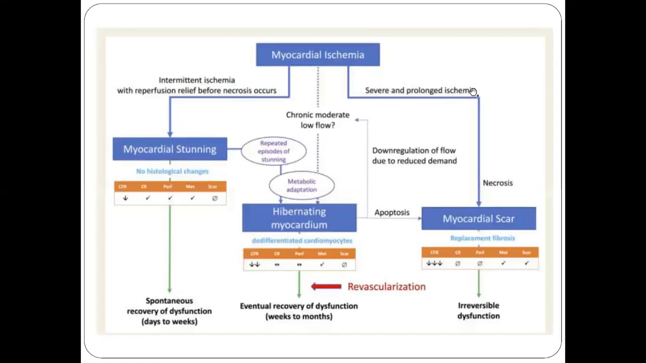If there is severe and prolonged ischemia, which leads to necrosis, it can lead to myocardial scarring. Whenever there is necrosis, that is irreversible damage which cannot be changed. Myocardial stunning, as I said, has spontaneous recovery within days to weeks, whereas in hibernating myocardium, after revascularization, the recovery occurs in weeks to months.